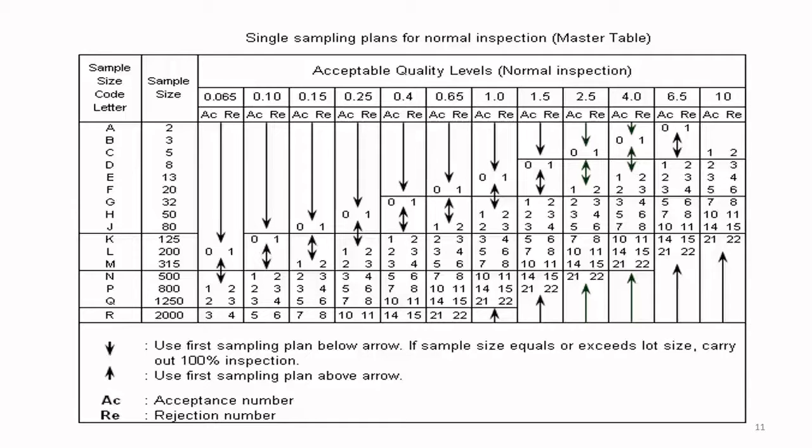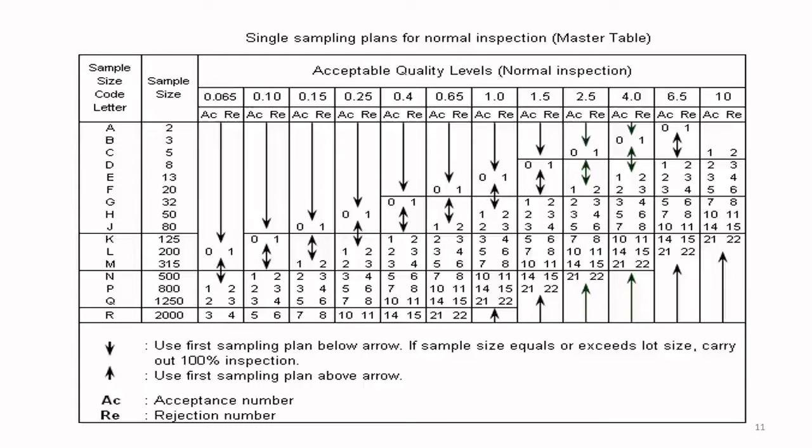Now we shift to the right side. Here we have the acceptable quality levels, and this particular AQL table is for normal inspection, single sampling. If you take double sampling, then this table will change. Similarly, if instead of normal inspection you have tightened inspection or reduced inspection, again the table will change. So right now we have a single sampling plan with AQL normal inspection, and normally this table is used in the industry.